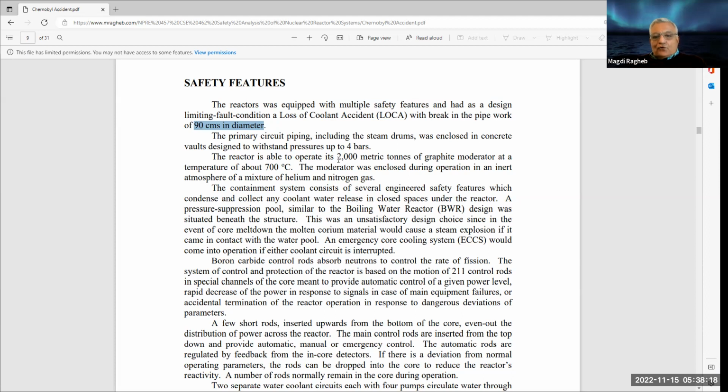The reactor is able to operate basically with 2,000 metric tons of graphite moderator at a temperature of about 700 degrees Celsius. Even though the operational temperature was about 250 degrees, they can raise the temperature to 700, and the graphite can absorb that heat. You know, graphite has good thermal inertia. It can resist high temperatures.